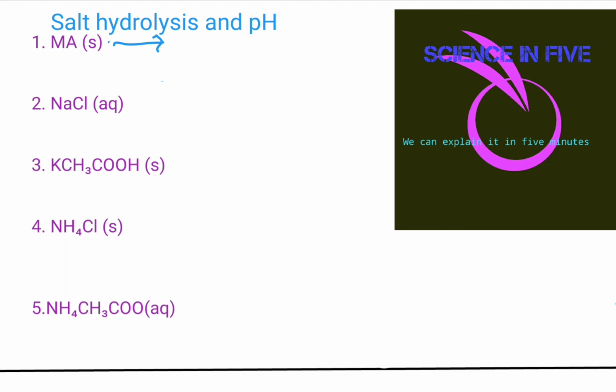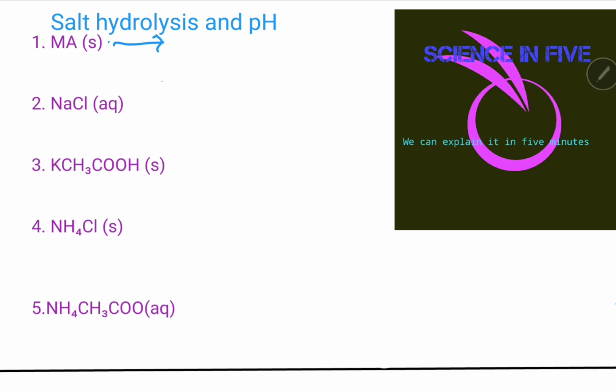Salt hydrolysis and pH. When a salt undergoes hydrolysis, it splits into its composite ions, cations and anions, or the positive ions and the negative ions. At the same time, there are ions that are formed by water from its auto-ionization, and these ions mix up and determine the pH of the solution.